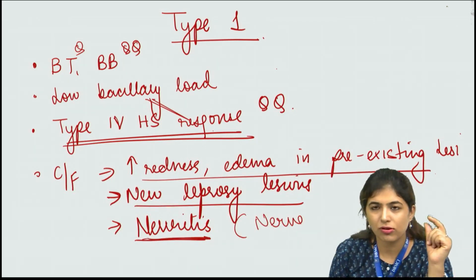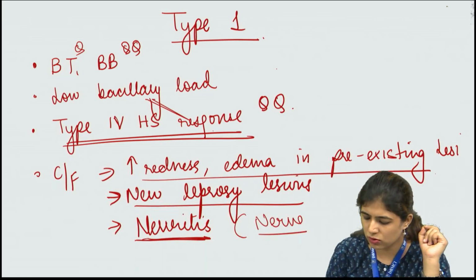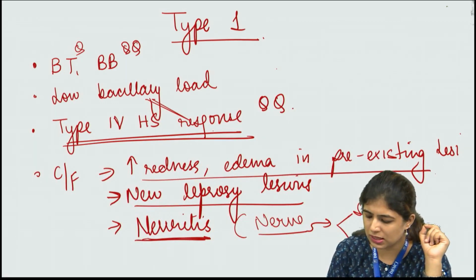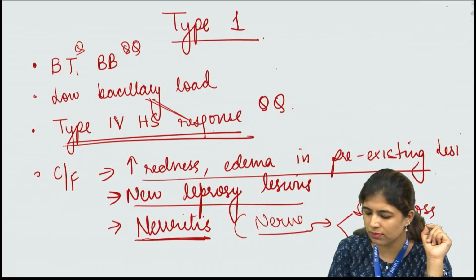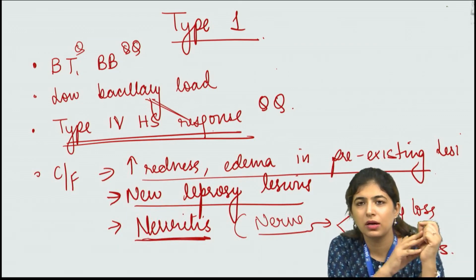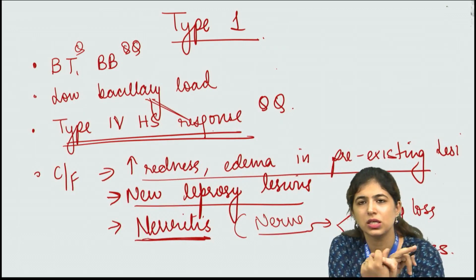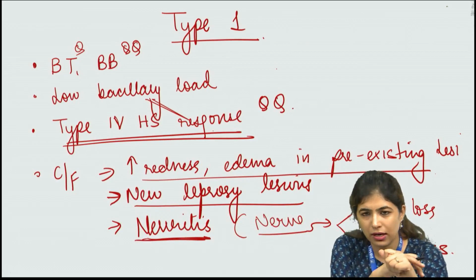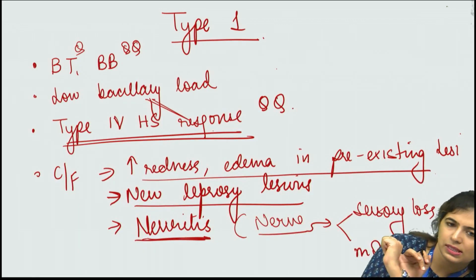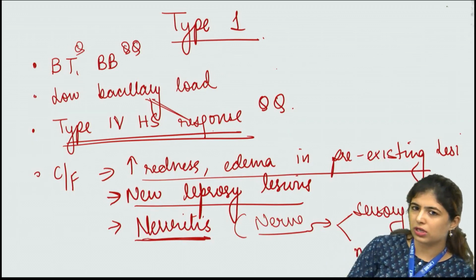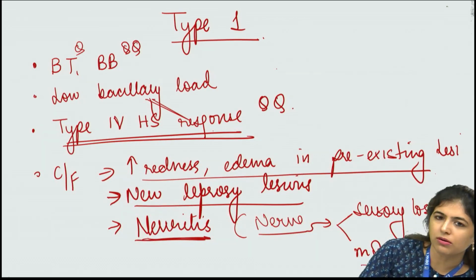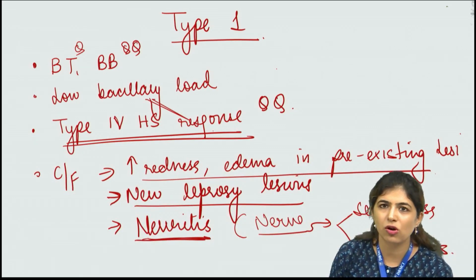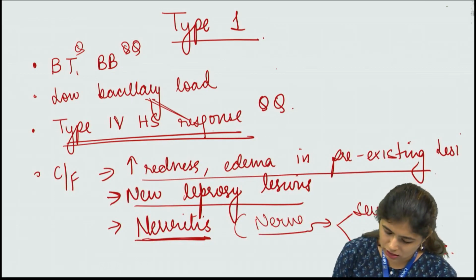What is neuritis? Neuritis is inflammation of nerve. So this will cause loss of nerve function. It could be either a sensory loss or a motor loss. So this is also something that can be given in the question to you. Along with this edema, a new onset sensory motor deficit. Clear? This is slightly getting hidden. What I've written is a sensory loss or a motor loss. So this is your type 1 reaction.